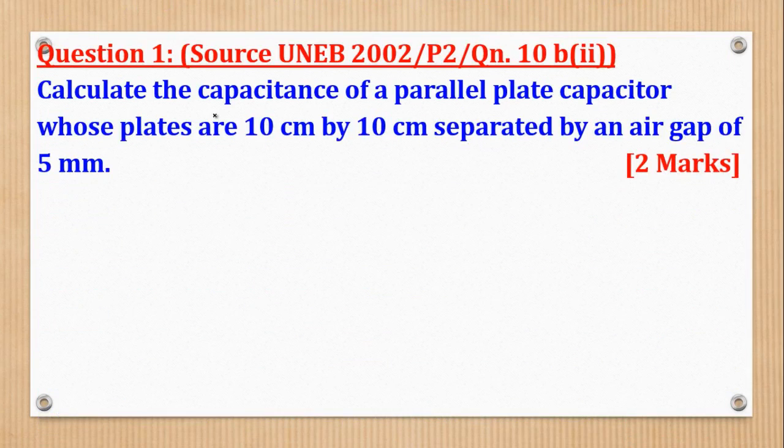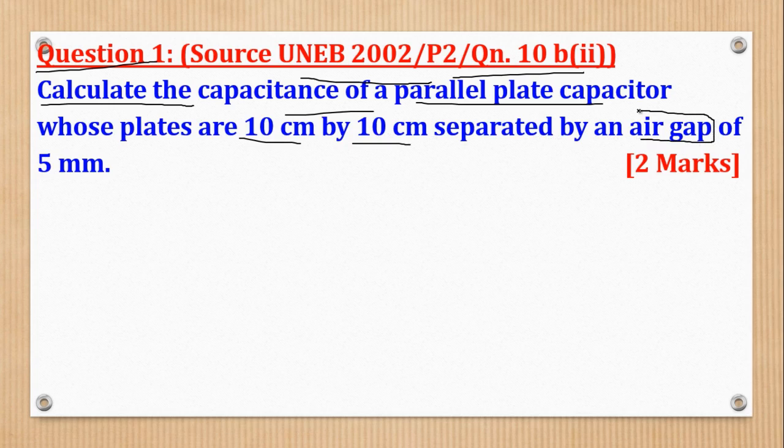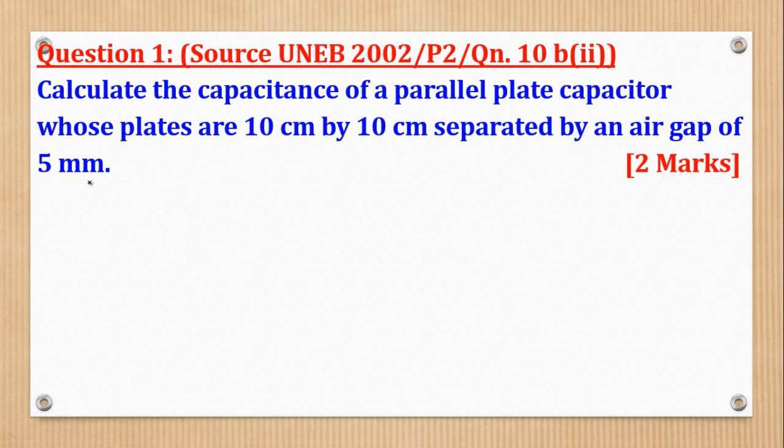In order to remember the formula, we need to go through a number of questions. Question 1 came from UNEB 2002 paper 2 question 10b Roman 1, and says calculate the capacitance of a parallel plate capacitor whose plates are 10 centimeters by 10 centimeters separated by an air gap. Now air gap means the permittivity is that of free space, of 5 millimeters. So 5 millimeters is D.